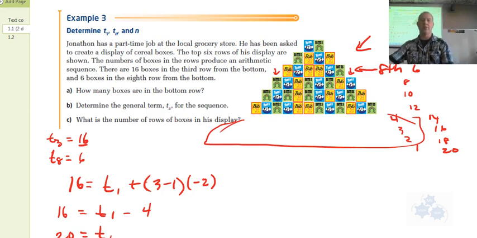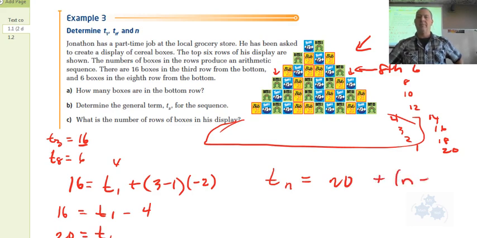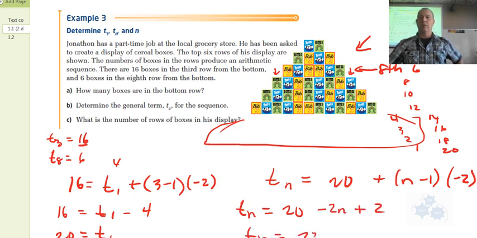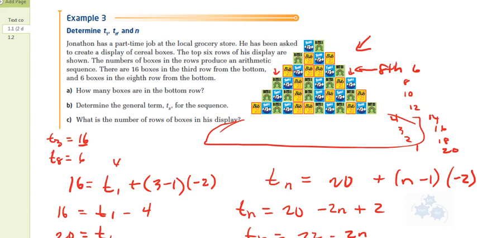Okay, so determine the general term for the sequence. So what do you need for the general term for the sequence? Well, it'd be good to have T1. We have that now. And we want T of n equals 20 plus n minus 1 times negative 2. So we'll simplify that. What's that going to be? Minus 2n plus 2. 22 minus 2n. And again, you can write these terms in any order that you wish. Okay, so that was B, general term.